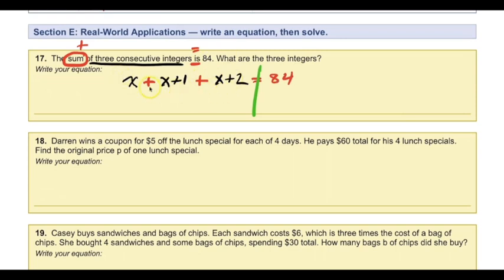We're going to simplify first, add them all up. X plus x plus x is 3x. And then 1 plus 2 is 3. Equals 84. Then we're just going to solve it. Minus 3 from both sides. That's going to give us 3x equals 81. Then we're going to divide by 3.